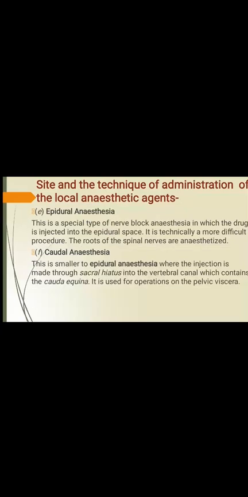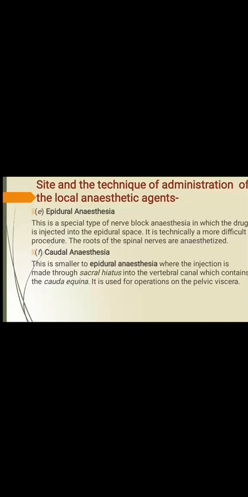Next one, epidural anesthesia. This is a special type of nerve block anesthesia in which the drug is injected into the epidural space. Now we know that the epidural space is nothing but a special space in case of a spinal nerve. It is technically a more difficult procedure, as the anesthetic agent is directly applied at the root of a spinal nerve.